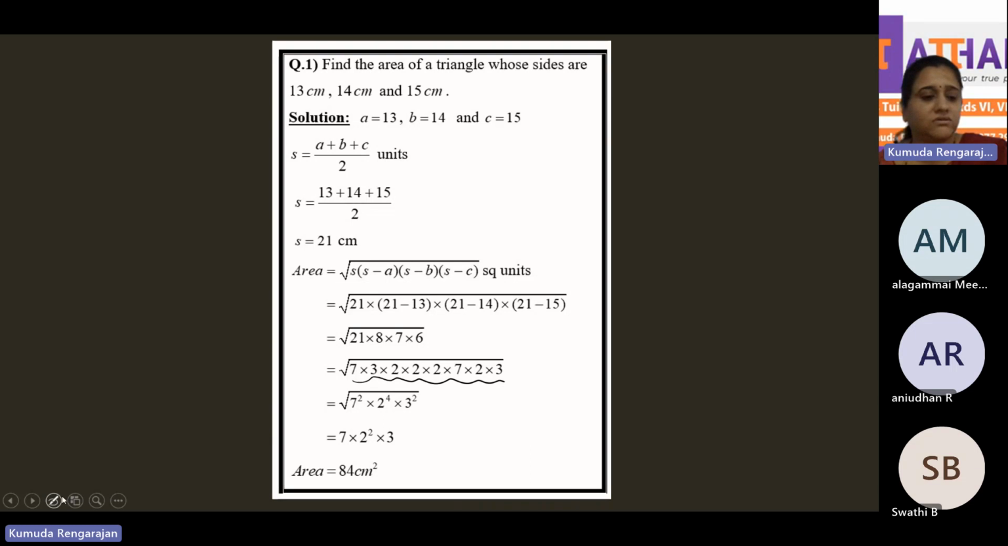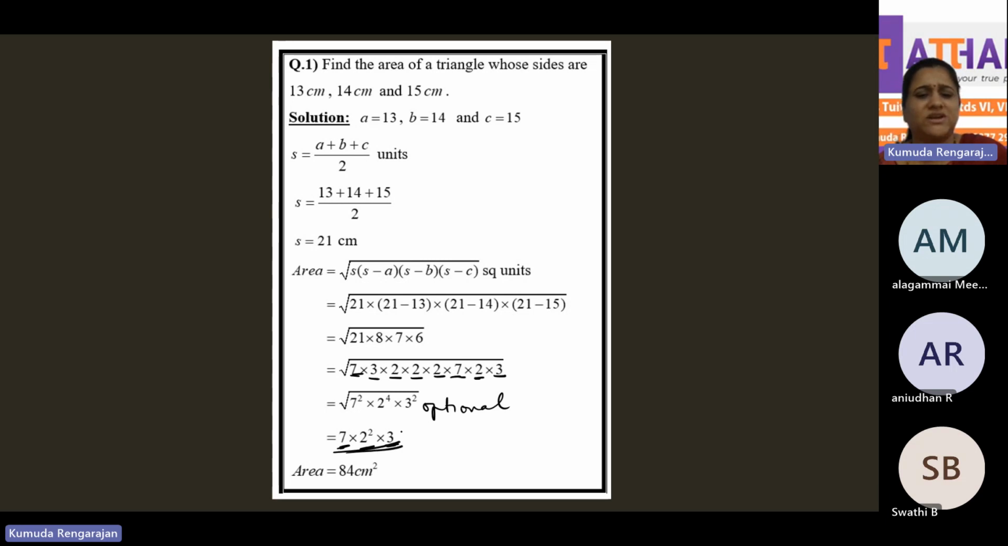Then next step. This step is optional. If you want, you can write it. See here, from 2 7s, 1 7 comes out of the square root. From 1 2 3s, 1 3 comes out of the square root. And from 4 2s, 2 2s come out of the square root.